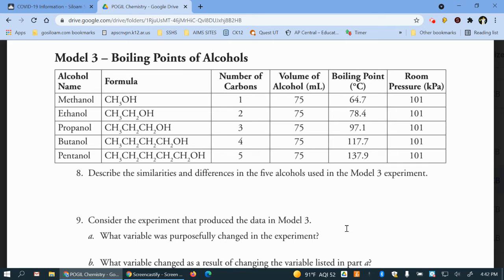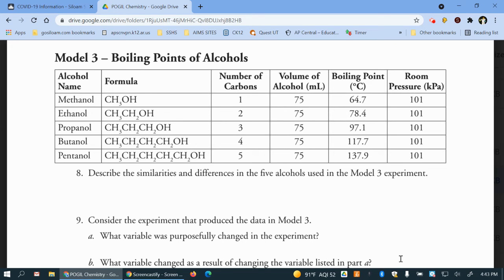What variable was purposefully changed and what variable changed as a result of the changing variable in Part A? Take a second to answer that question. Good. Did you say that the number of carbons is what's purposefully changed? Yeah, that was kind of tricky because we had different alcohols, the formula changed, and the number of carbons changed. The reason that the experimenter or scientist was changing the type of alcohol was because they wanted to increase the number of carbons.